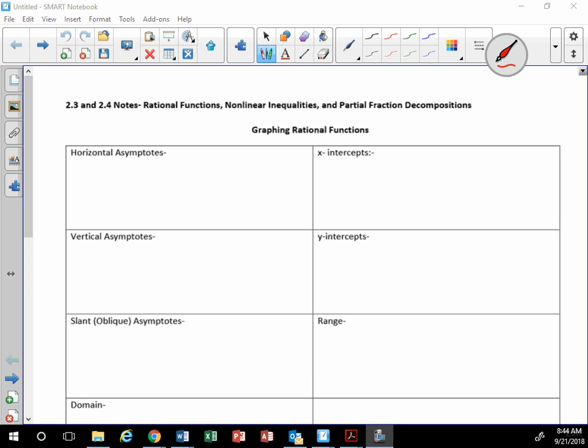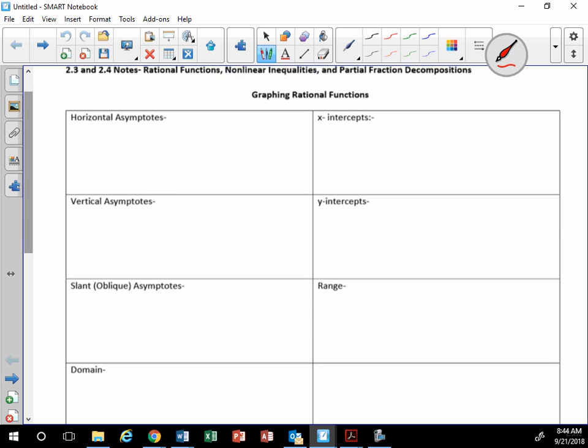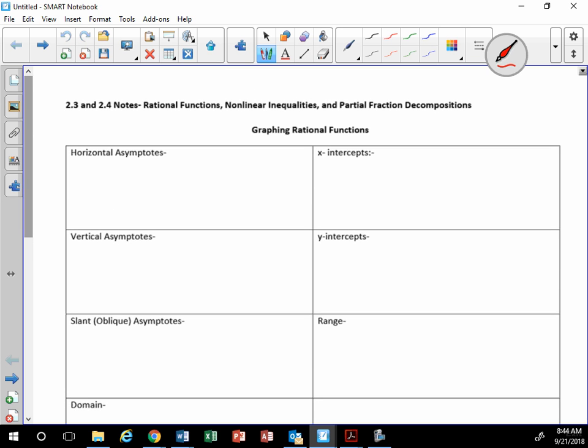I want you guys to start by jotting down anything you remember about a rational function. So an example of a rational function, just to make sure you know what we're talking about, would be like y equals x plus 3 over x minus 1, something like that. Think about how you find any of these pieces of information. We're going to go through how you find all of them. I want to know if you remember anything.